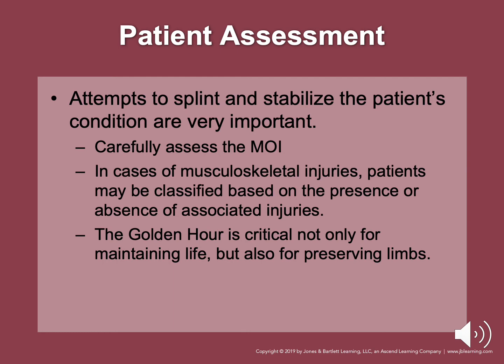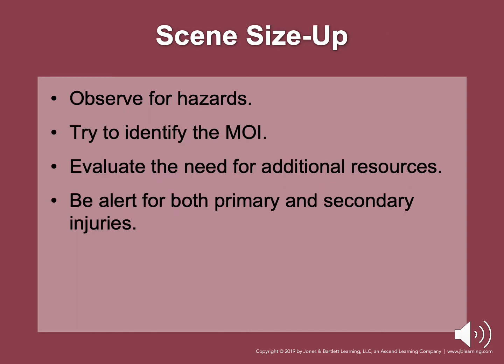Always remember your golden hour, but it's also very important for preserving limbs too. Any suspected open fracture or vascular injury is considered a medical emergency also. So medical will take care of that, and then the trauma team, the orthopedic team, will come in and take care of the bones, ligaments, and fractures. Identify critical injuries by using the musculoskeletal injury grading system. Same size-up, of course, always the same. But also be alert for both your primary and secondary injuries.